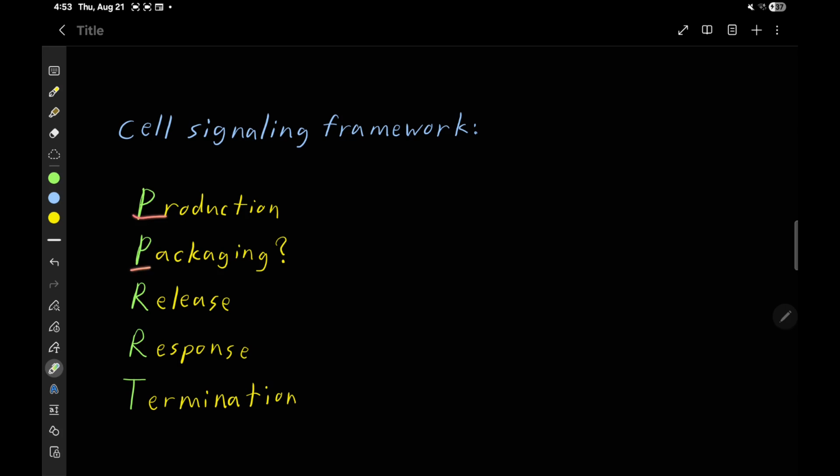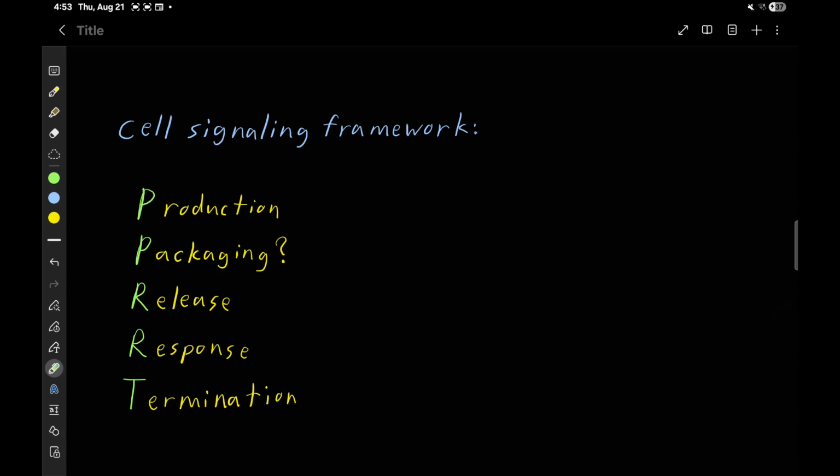PPRRT. So messenger molecules must first be produced, then they are sometimes packaged, but sometimes they're not. Then after they are released from the vesicle in which they're stored or from the cell in which they're produced, they go off and produce responses, usually by binding to receptors, and these responses must eventually get terminated. So if you haven't seen this video, I recommend taking a look to get some background knowledge. I'll leave a link down in the description below.